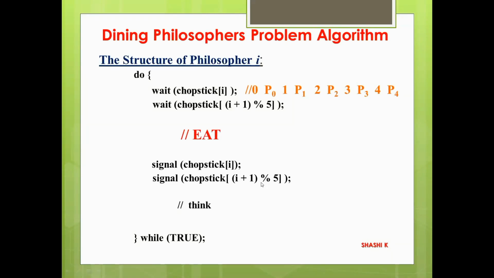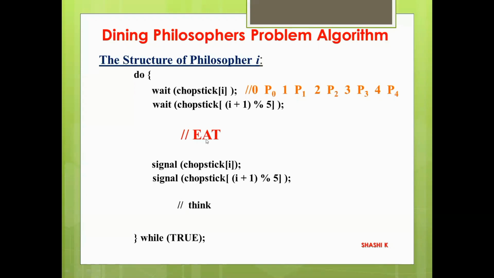Why we are doing mod 5 here is that, suppose it's the last process. For process P4, the left chopstick will be 4 and the right chopstick is 0. So for process P4, 4 plus 1 mod 5, that is 5 mod 5, will be 0. Since it's a circular array, and they are also seated at a circular table, the right chopstick for philosopher P4 will be 0. So to get 0, we have (i+1) mod 5 here.